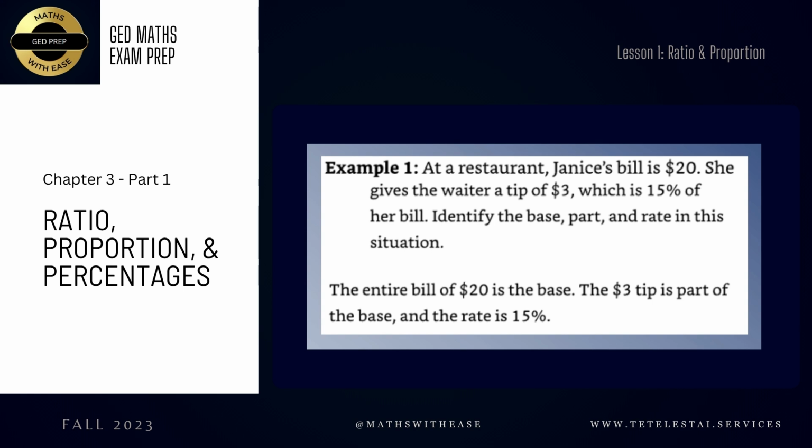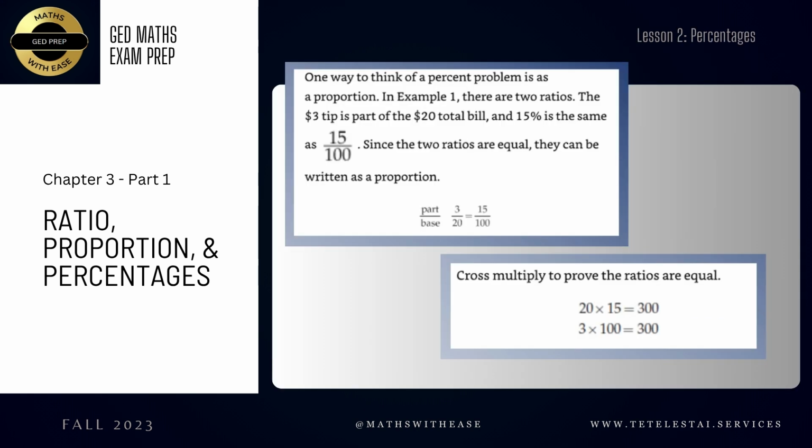Okay, so the $3 tip is part of the base, which is 20, and then the rate is 15%. They're telling you in advance that if you give this waiter $3, you're essentially giving her a 15% tip. Okay, so well, let me show you in the next slide. You would pretty much write out your solution in terms of a part and the base, right?